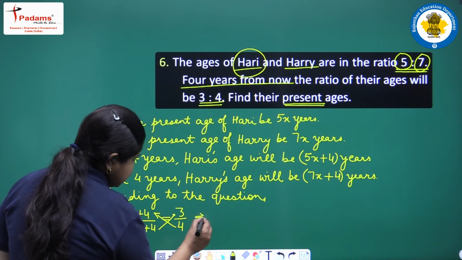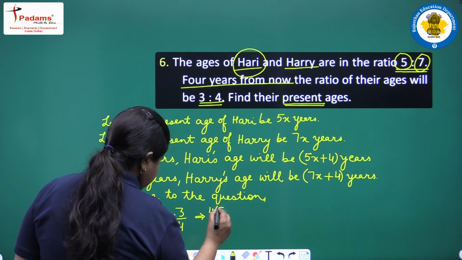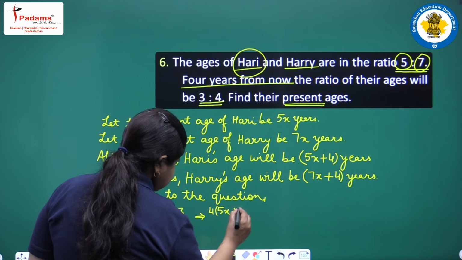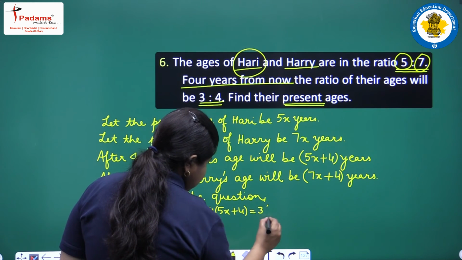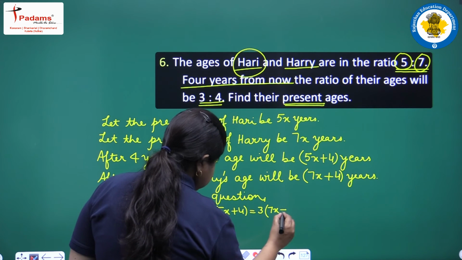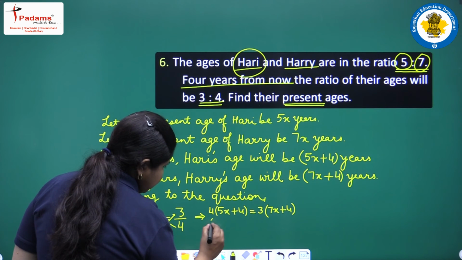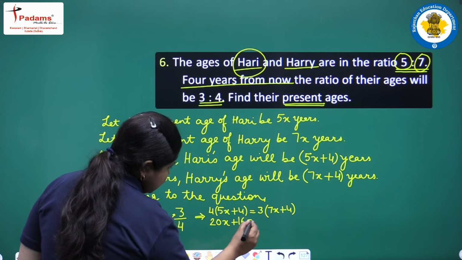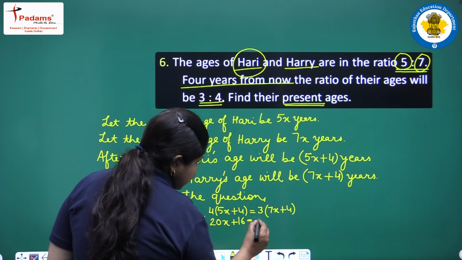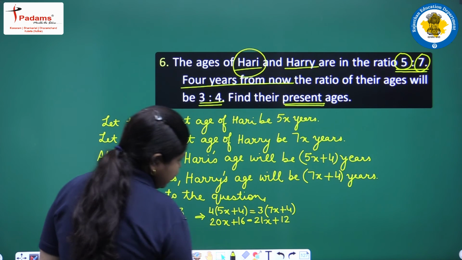This implies, let us cross multiply, 4 into 5x plus 4 equal to 3 into 7x plus 4. Again open up the brackets. 5 4s are 20x plus 4 4s are 16 equal to 3 7s are 21x plus 3 4s are 12.